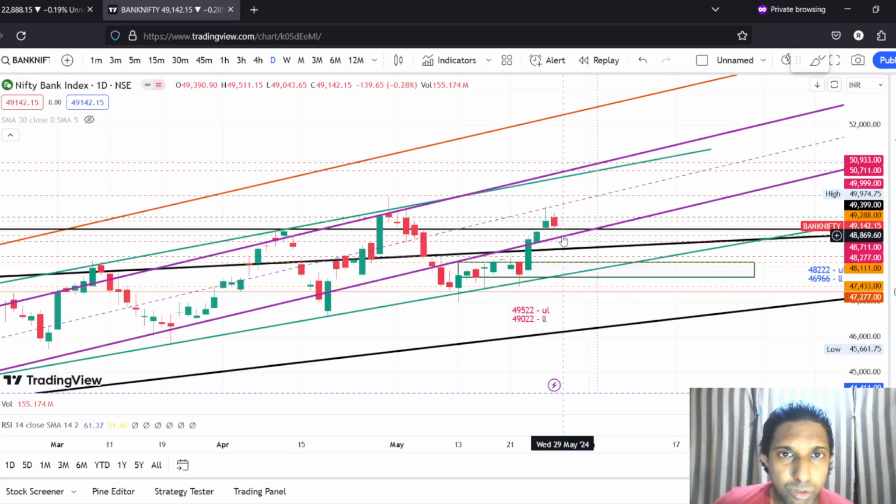The key levels to note for tomorrow for Bank Nifty would be 49,522 on the upper side and 49,022 on the lower side. So in between these 500 points, the market is expected to be range bound. So best not to enter into a trade while the price is between this.